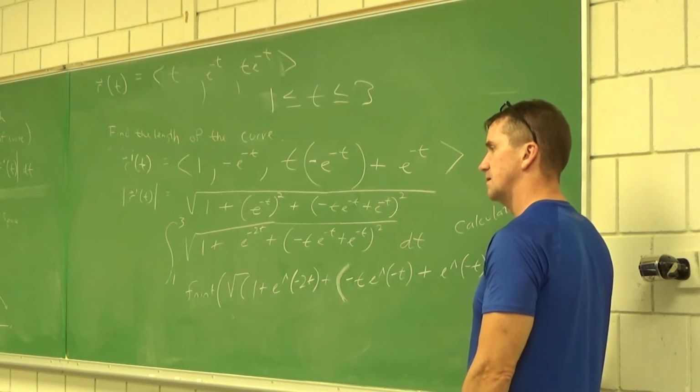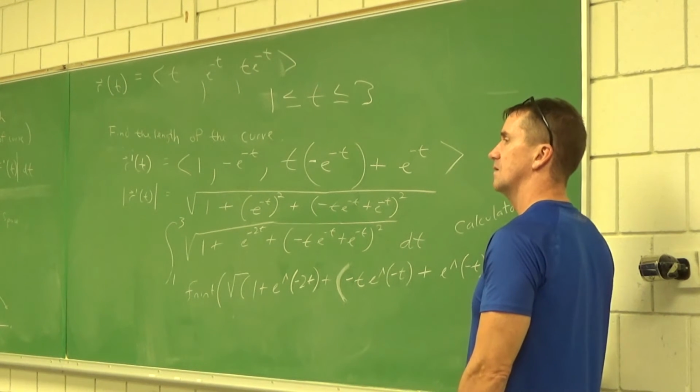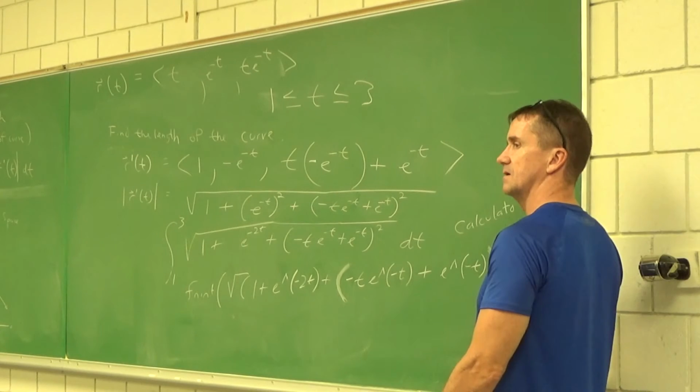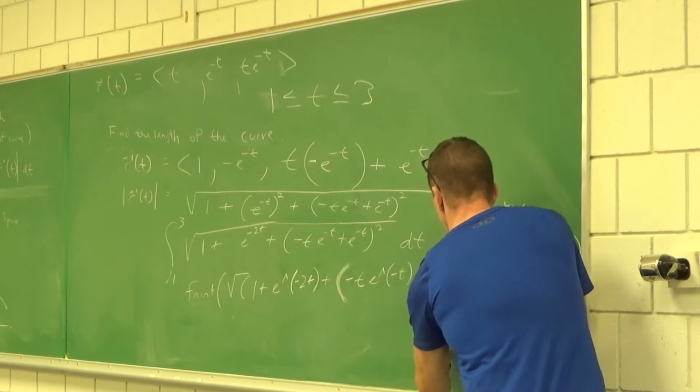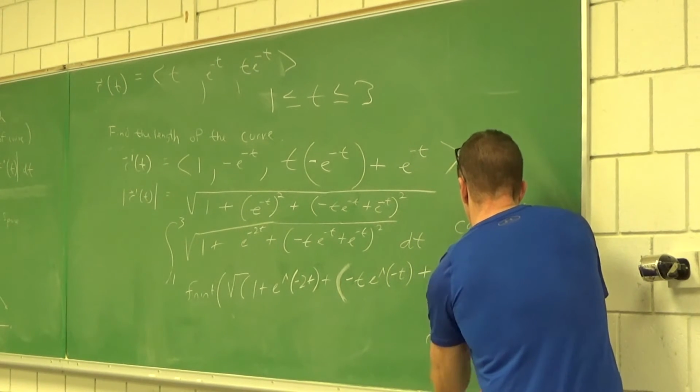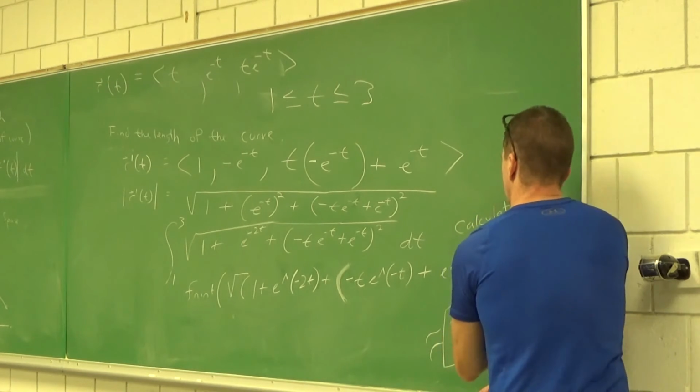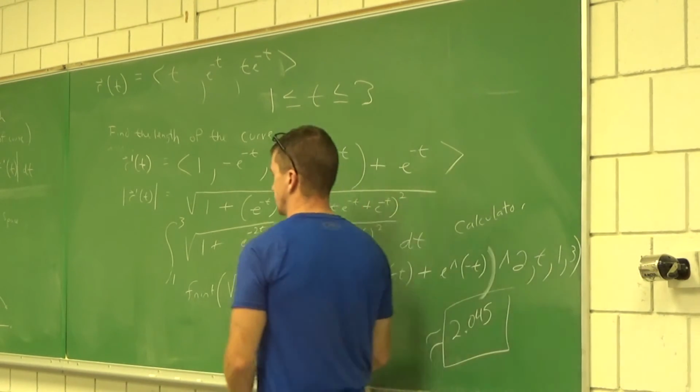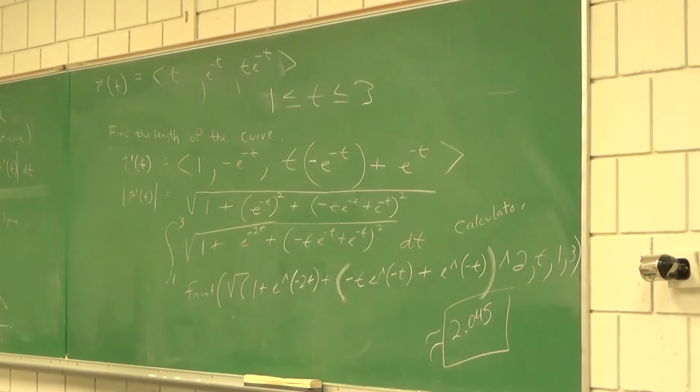What'd you get? I got 2.045. Anybody else get that? 2.045 is the length. Good job typing this in there, just being careful with all the parentheses.